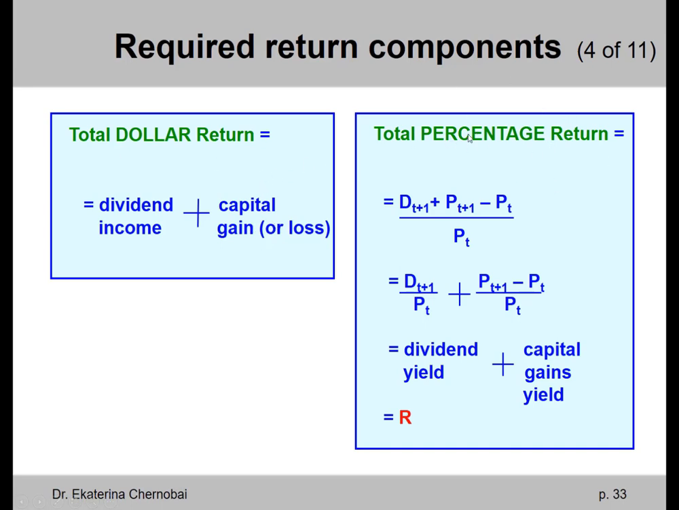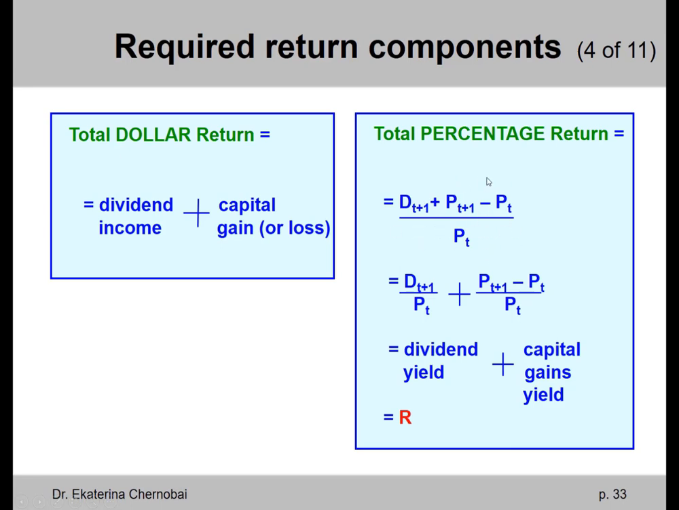Instead, which is typically what we are doing in this class, you might be interested in calculating the return in percent. So you take the dividend expected one time period in the future, plus the price per share expected one time period in the future, then you subtract the price that you would be paying today. And then the whole thing, which is actually the total dollar return, is divided by the price that you're paying today.